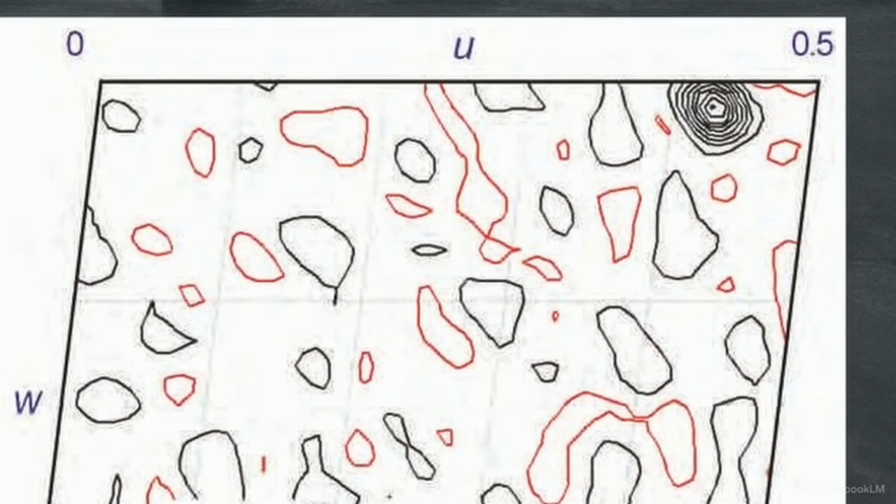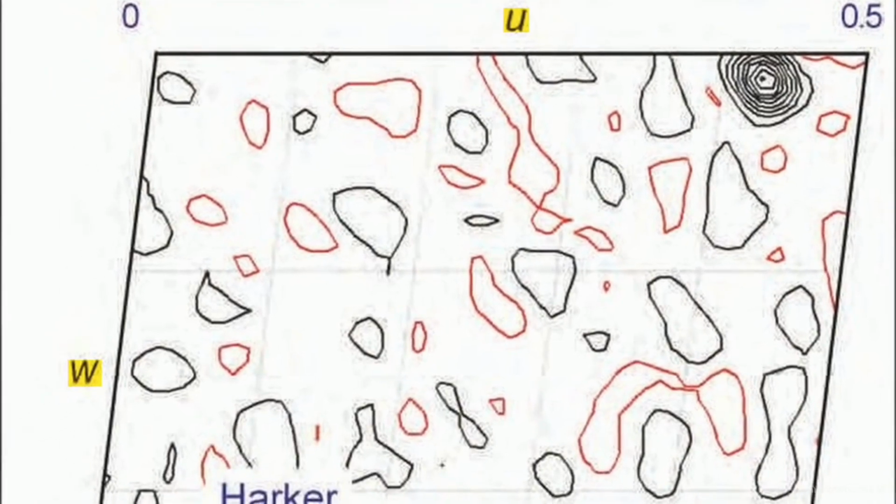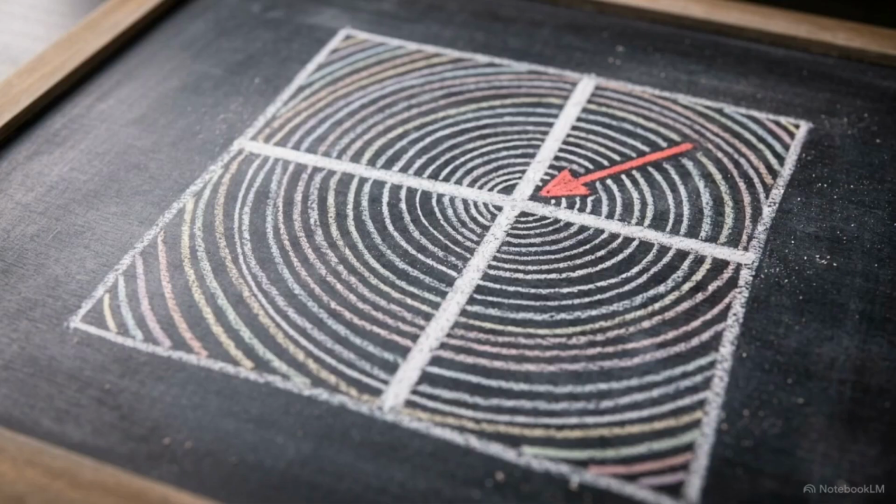The Harker vector is defined as 2x, 1/2, 2z. Dividing the u and w coordinates by 2 isolates the exact x and z coordinates of the rotation axis. By isolating this specific Harker peak, we bypass the global interference and extract the precise spatial location of a local rotation axis that standard phasing tools are blind to.